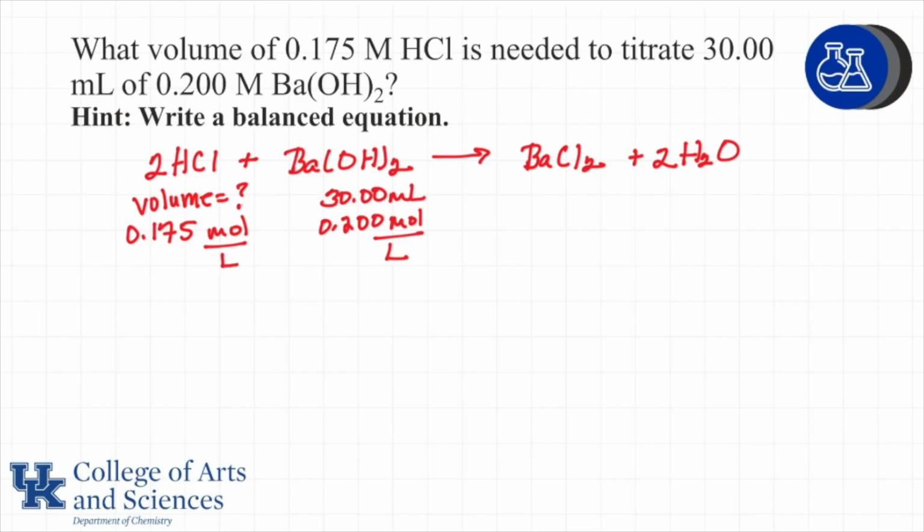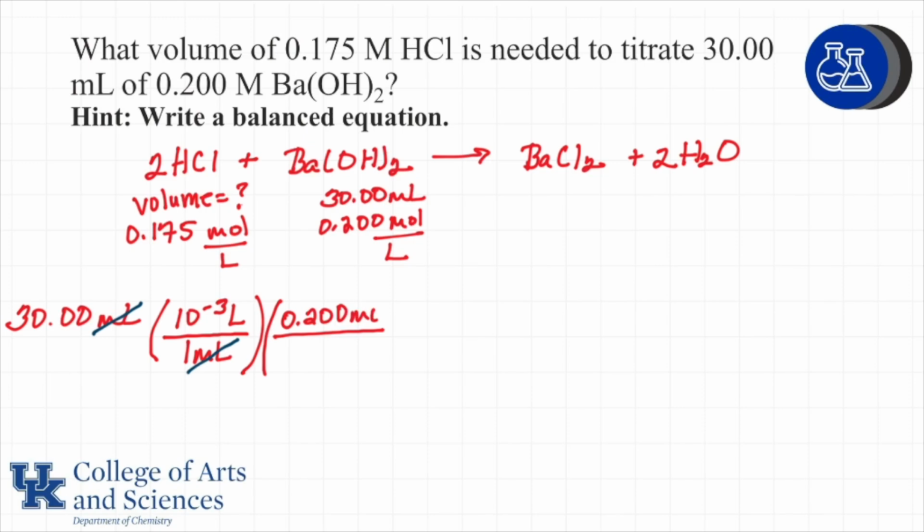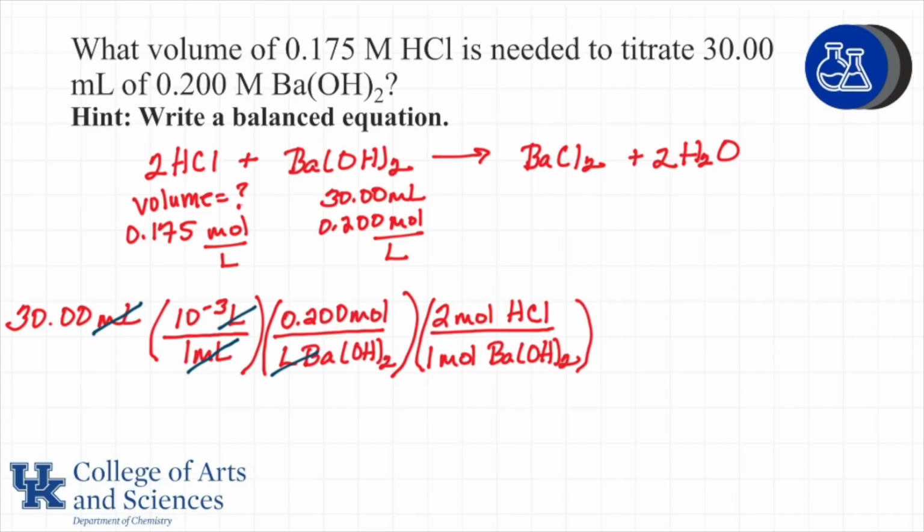Now I can go about setting up my stoichiometry problem. I look for my simple unit and for what substance I can get to moles. And BaOH2 is the only one that applies there. I have 30 milliliters of BaOH2. Again, use my metric prefixes to convert to liters. So milliliters cancel. Then I use my molarity of BaOH2 to get to moles, with liters canceling there. Now I can use the coefficients from my balanced chemical equation to set up my mole to mole ratio: 1 mole of BaOH2 to 2 moles of HCl, and moles of BaOH2 cancel.